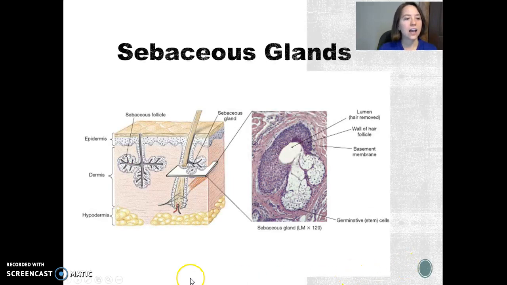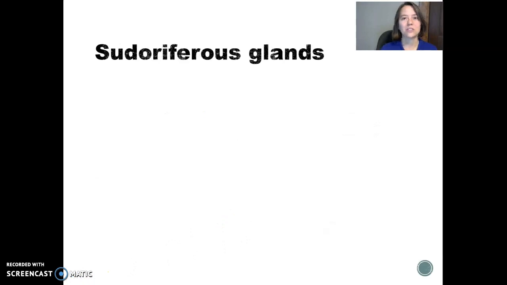Let's take a look at some sebaceous glands. Here is a free sebaceous gland, and here is a sebaceous gland connected to the hair follicle. There has been a cross-section of this tissue, and it is shown here. If you remember our types of cuts from Chapter 1, this is a cross-section. The hair itself is here, and the cells around the hair are there, and then these are the cells of the sebaceous gland.